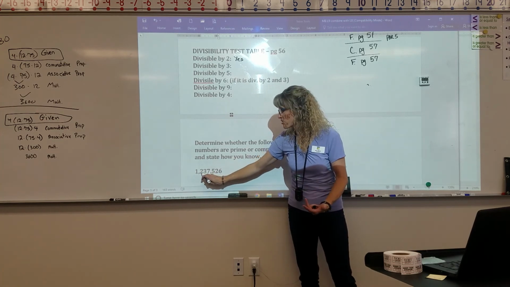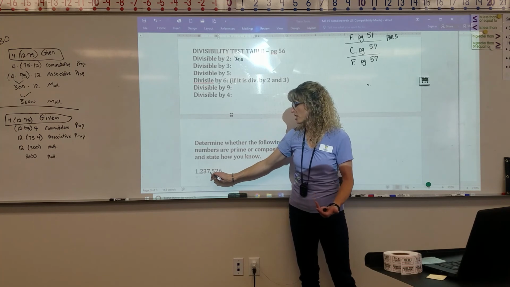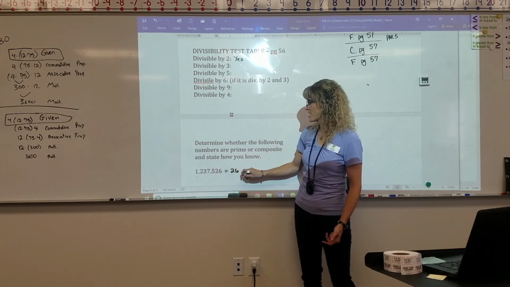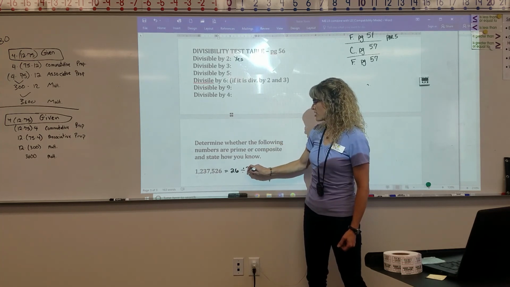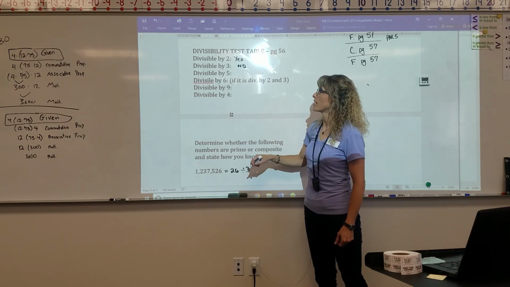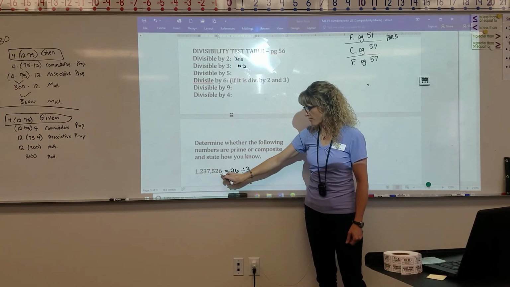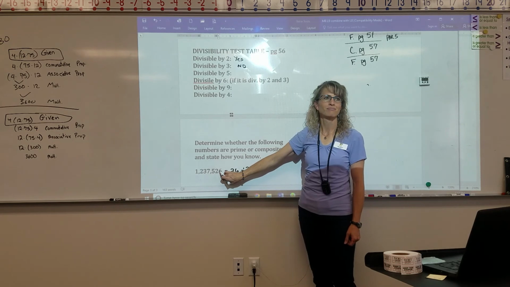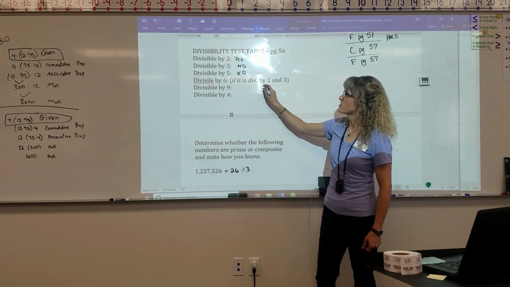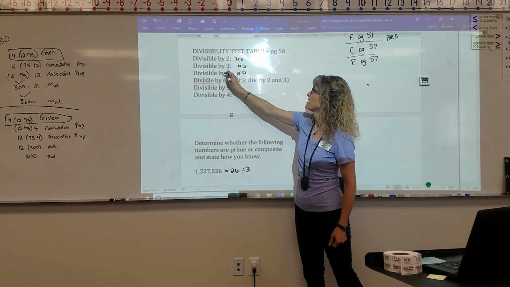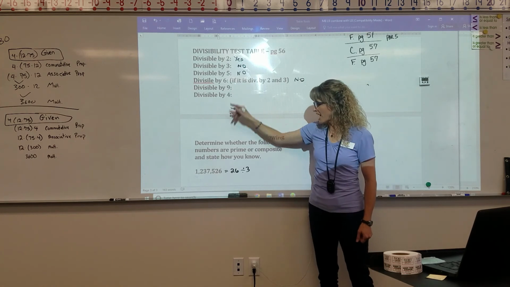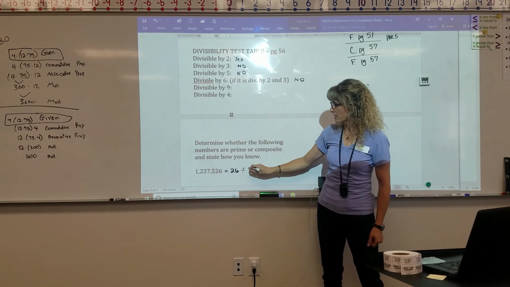Stay with me here. 1 plus 2 is 3, plus 3 is 6, plus 7 is 13, plus 5 is 18, plus 2 is 20, plus 6 is 26. Is that divisible by 3? No. Okay. Is it divisible by 5? The last digit has to be 5 or 0, so no. Is it divisible by 6? The rule says it has to be divisible by 2 and 3, so it's not. Divisible by 9, this is another weird thing.